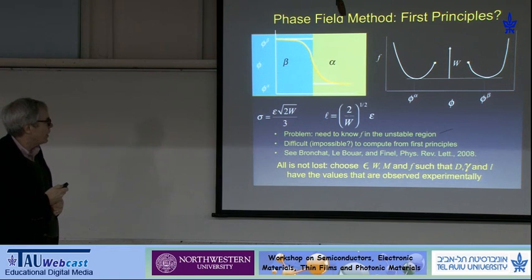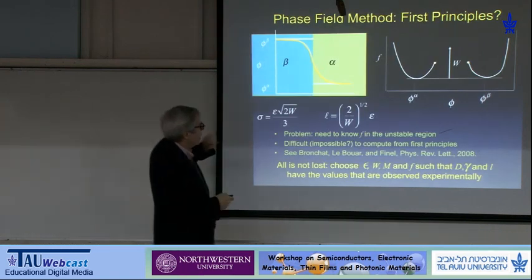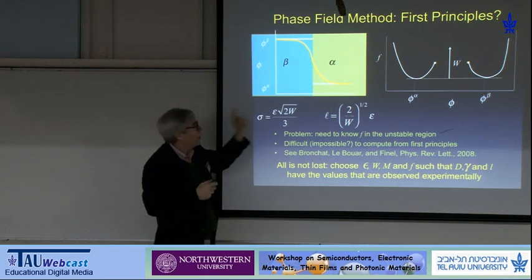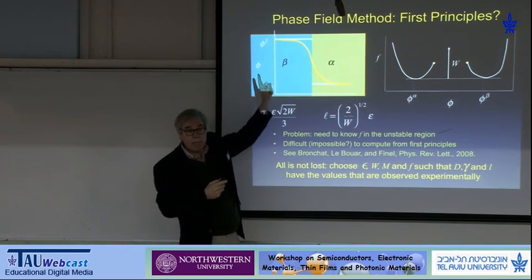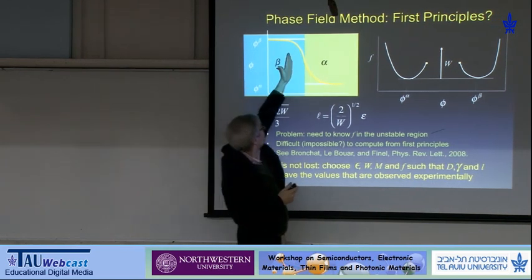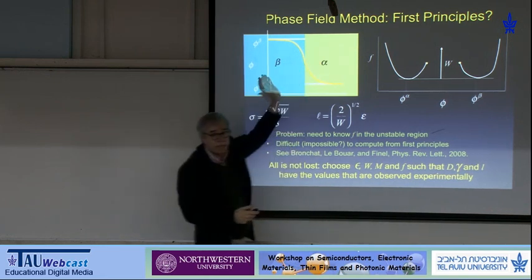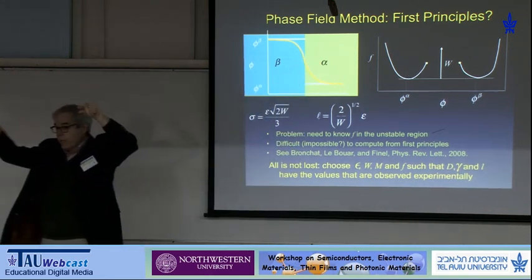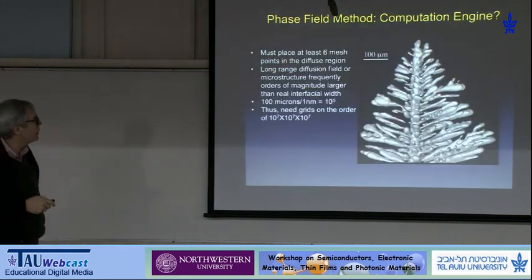And then you go and you find out, well, what's the real problem here? Okay. So I'm going to therefore have an interface thickness, and to do a calculation, I have to resolve this diffuse interface. And what that means is that I have to place mesh points in my calculation in this diffuse interface. I have to put at least 6 to 10 mesh points in that diffuse interface in order to resolve it, okay? And so let's see the implications of that.